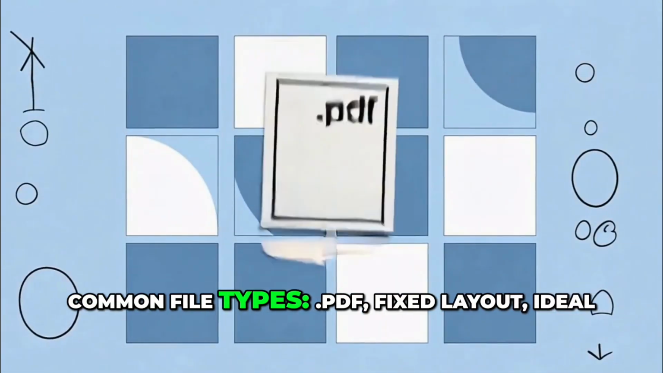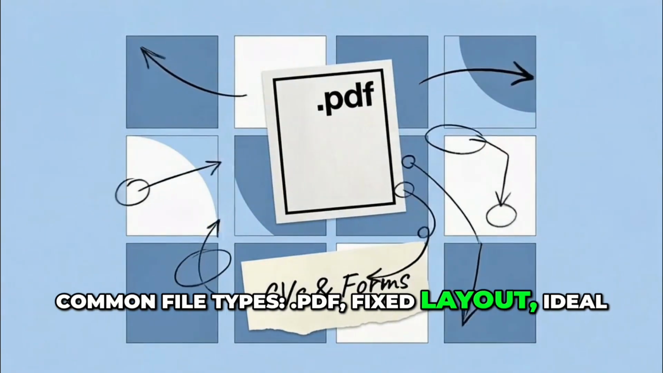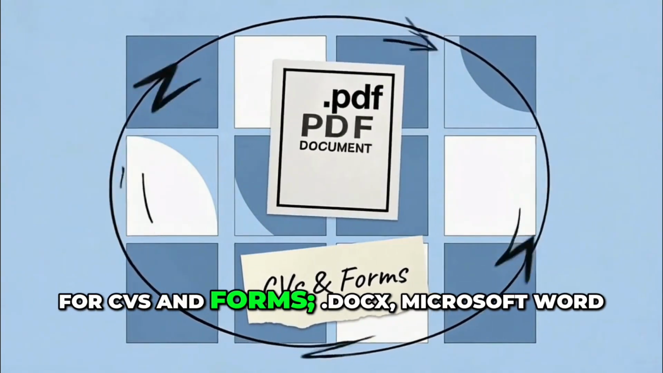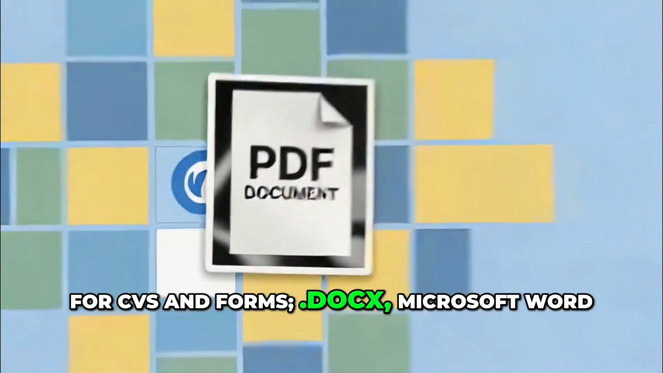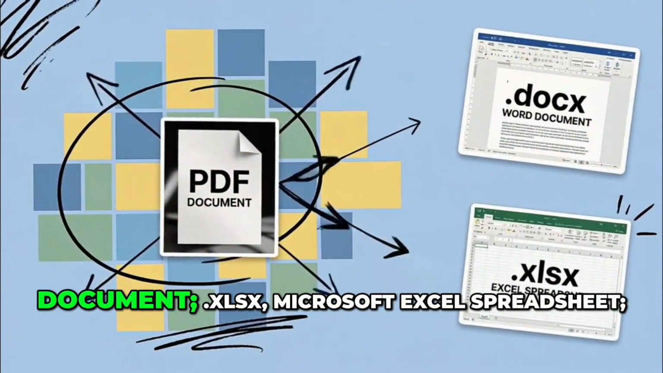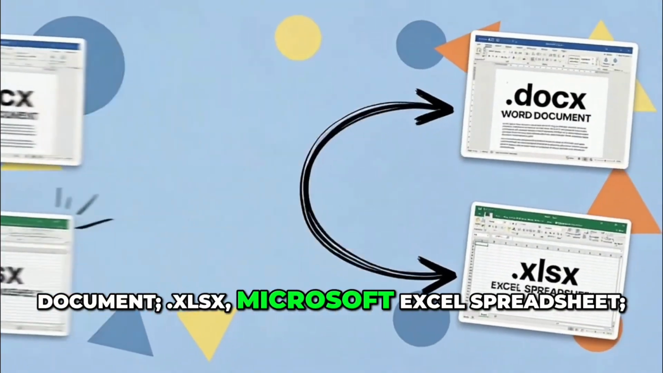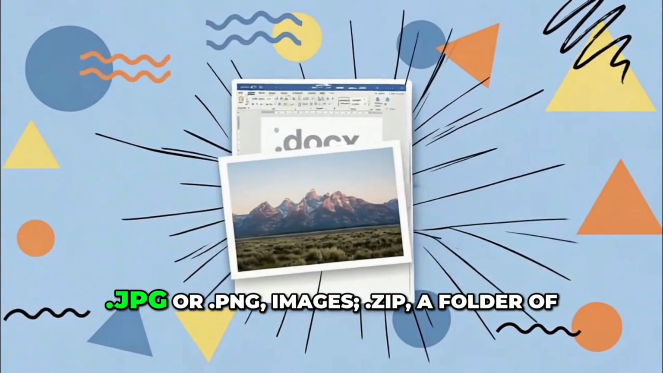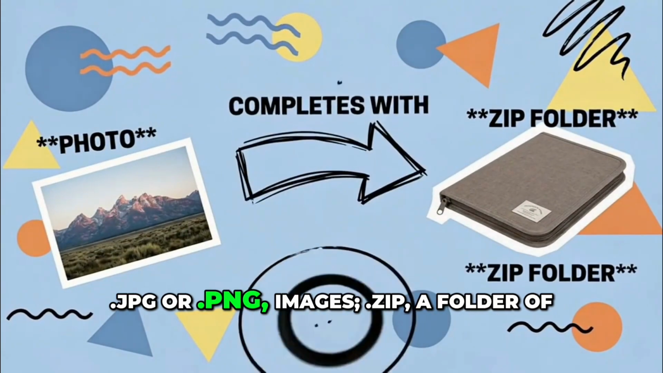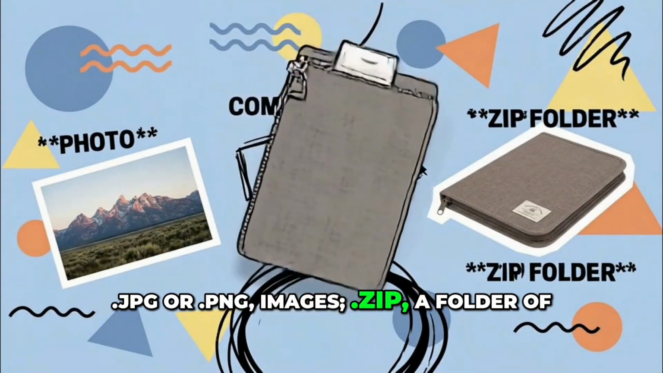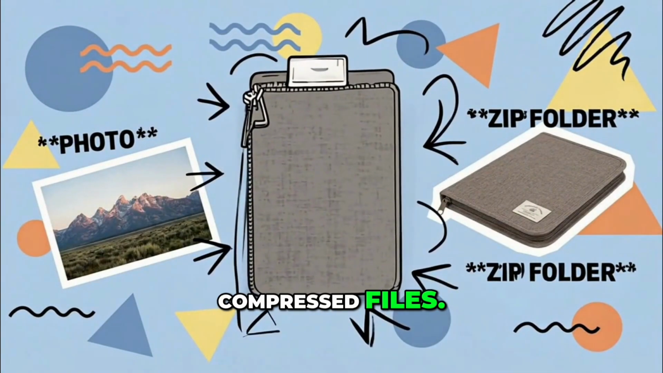Common file types. .pdf, fixed layout, ideal for CVs and forms. .docx, Microsoft Word document. .xlsx, Microsoft Excel spreadsheet. .jpg or .png, images. .zip, a folder of compressed files.